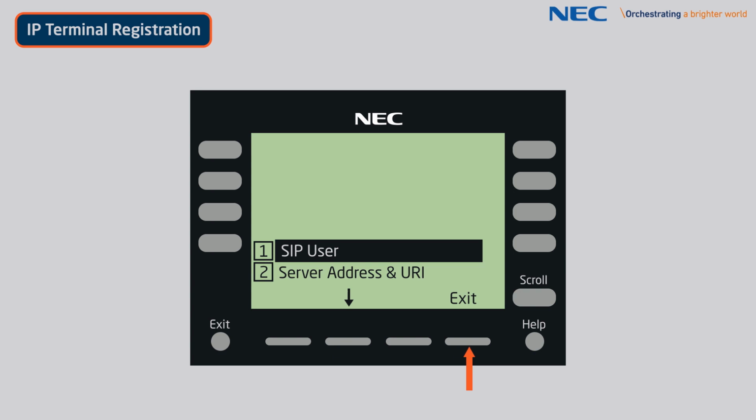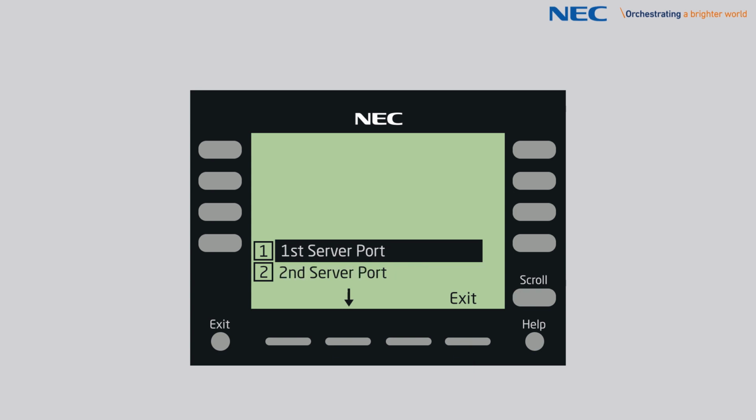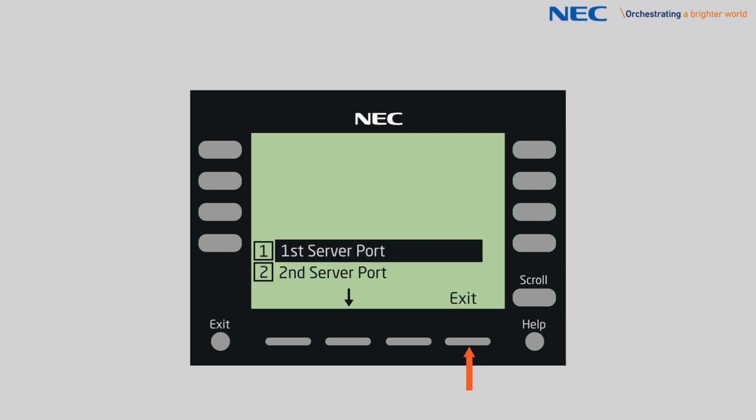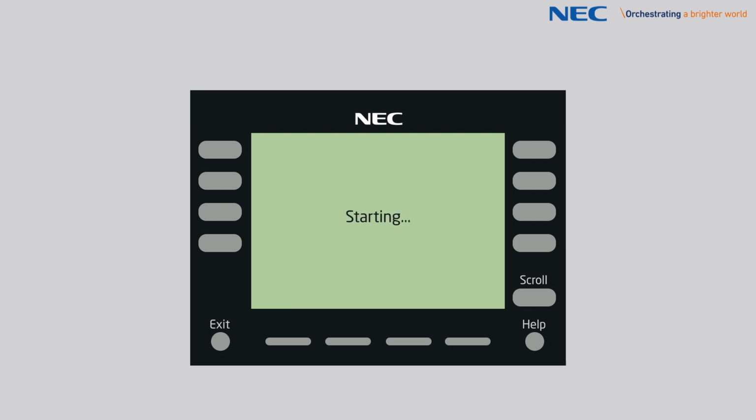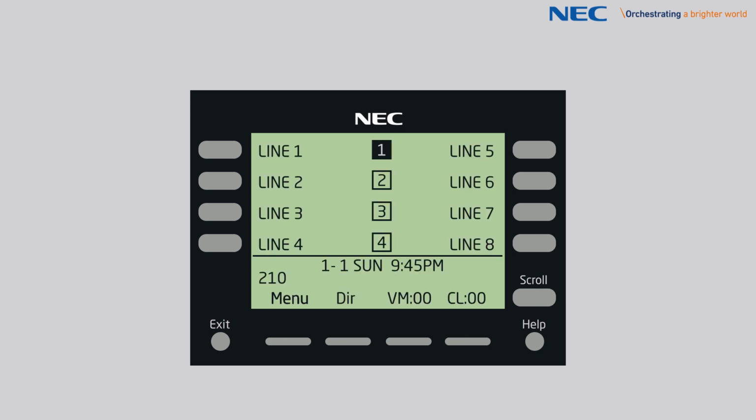Press Exit. Press 4 to select SIP server port. Select 1 to select first server port. Enter 5080 and press OK. Press the Exit soft key 2 times to go back to the admin menu and press Save. If the connection is successful, the terminal will be allocated an available extension port.